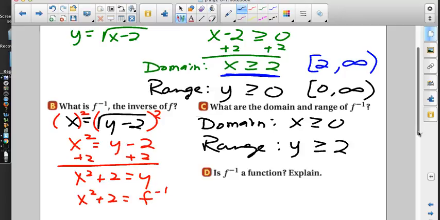So you find the domain and range of the original. Don't struggle with trying to figure it out when you write your inverse. Your domain and your range flip-flop. X's become y's and y's become x's.